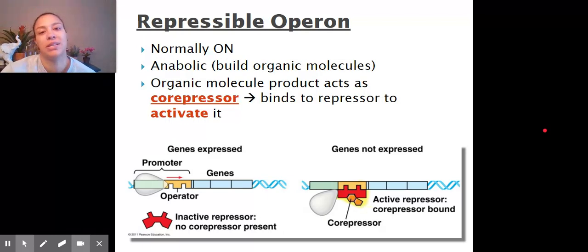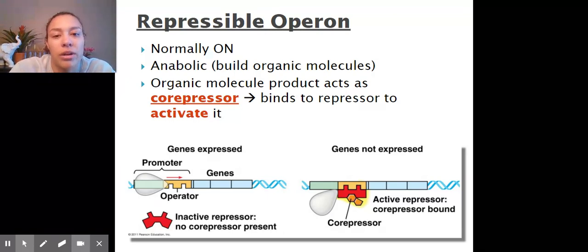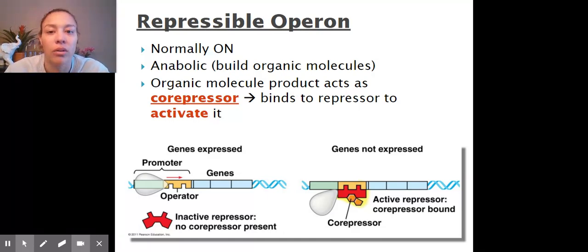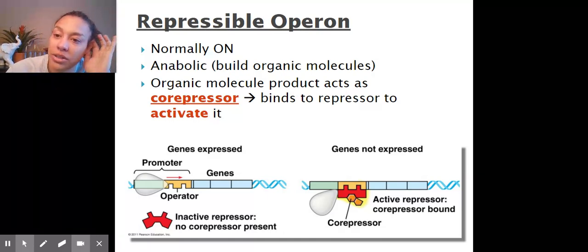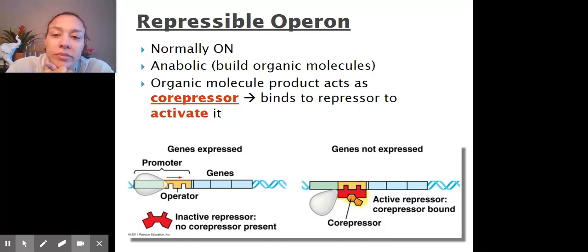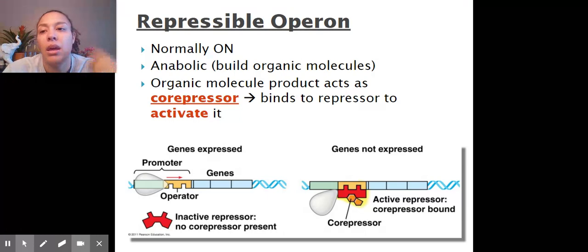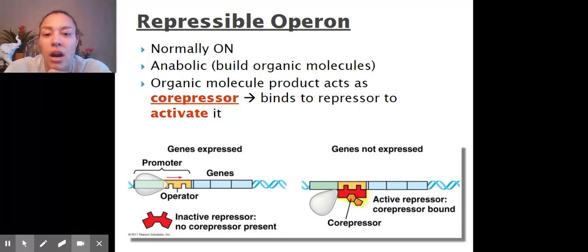So, what does our repressible operon look like? Again, this is where its gene expression is normally on and active. This is most typically found in an anabolic reaction where we're creating our macromolecules, because macromolecules are needed all over the place, in all different regions of our cell. So this is where they are needed, and gene expression has to occur so that our proteins can be made consistently and shipped out to where they are.